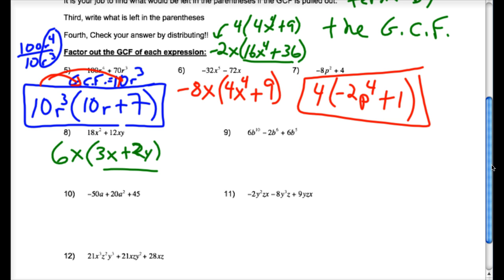Oh, now we got a trinomial. A lot of stuff going on there. What's the GCF? Go ahead, Albano. Why is it what? Oh, no, it's supposed to be squared. I just wrote it wrong.